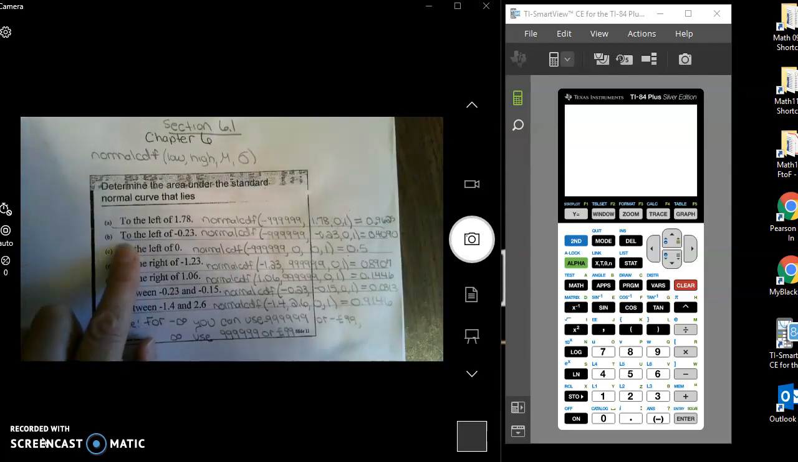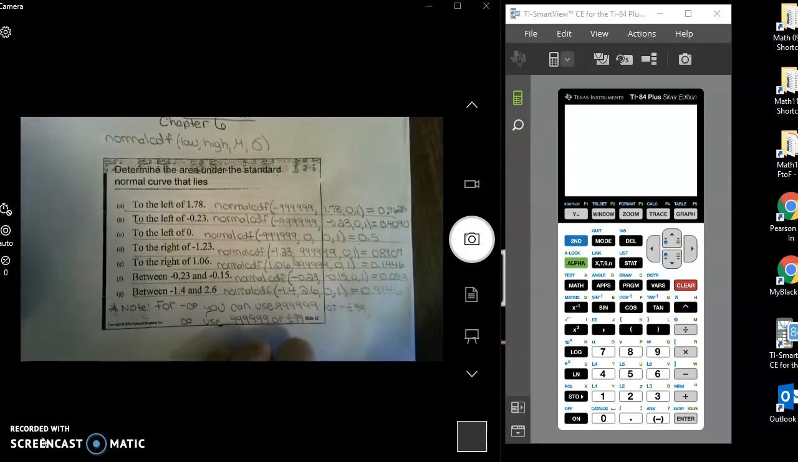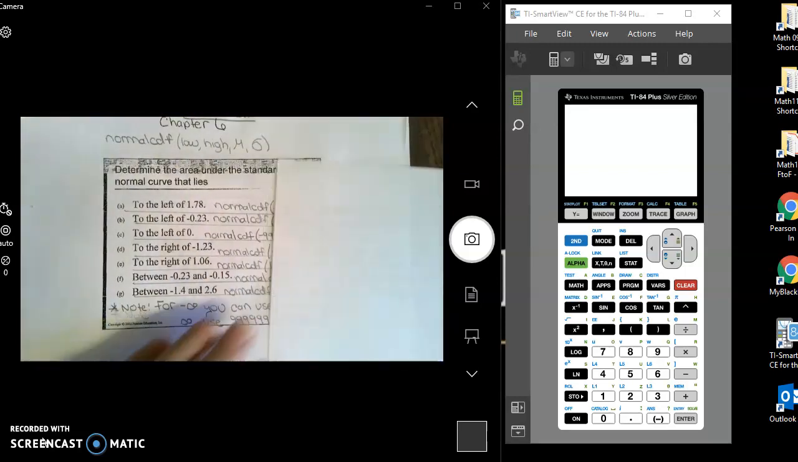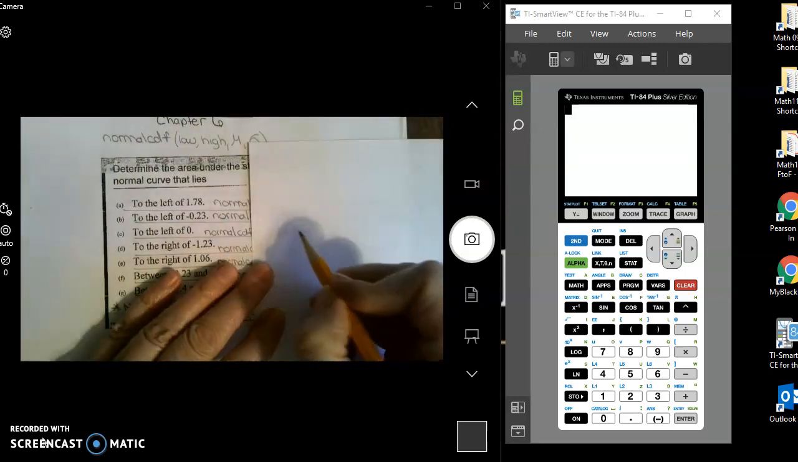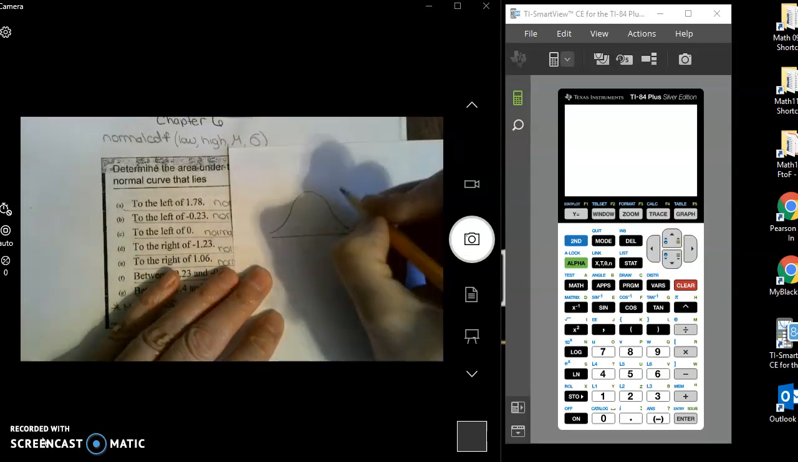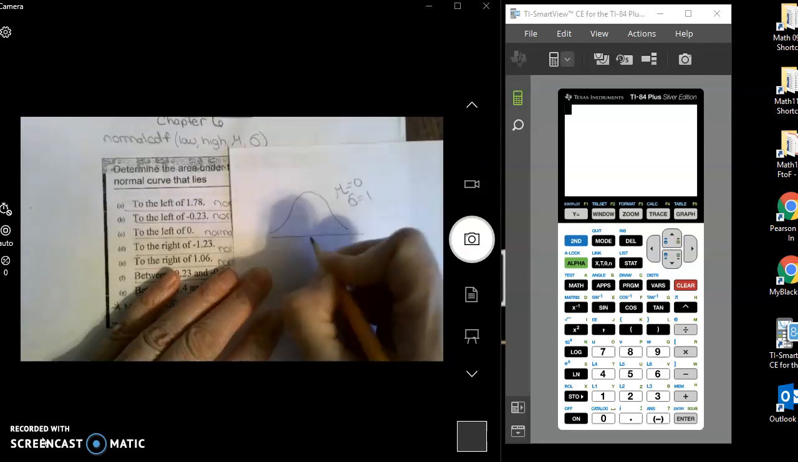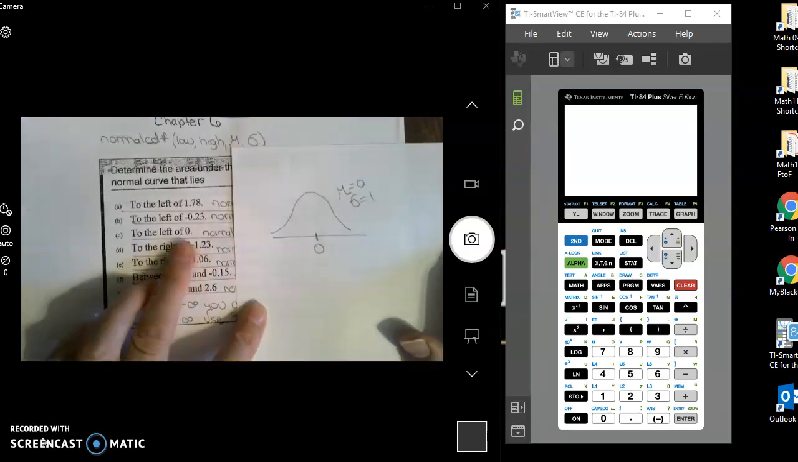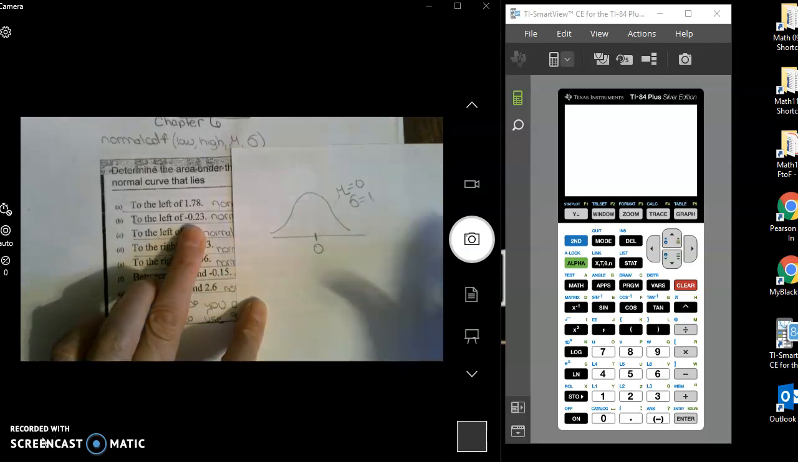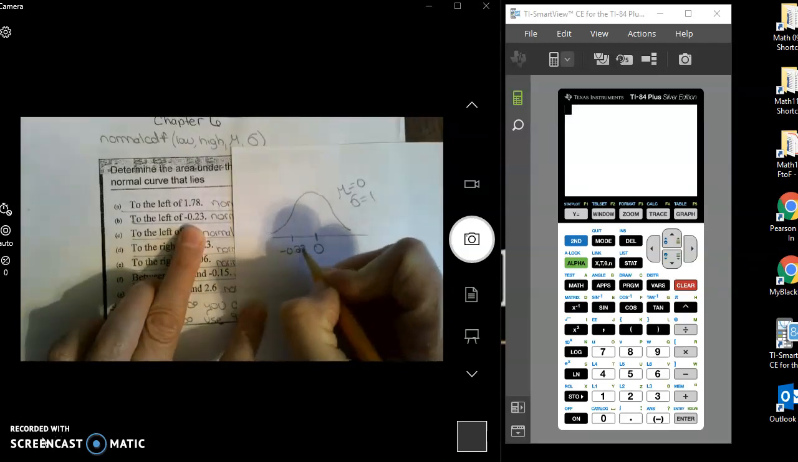So I'm going to start with this B. So it says to the left of negative 1.23. I'm just going to explain this a little bit on a piece of paper. So here's my standard normal curve. For a standard normal curve, the mean is 0 and the standard deviation is 1, so the mean should be right there in the middle. So for this one, they went to the left of negative 0.23. So here's negative 0.23. So I'm looking for the left.